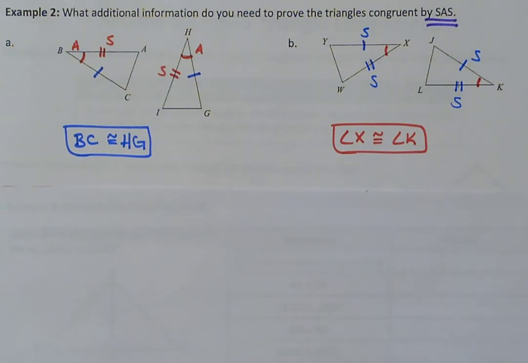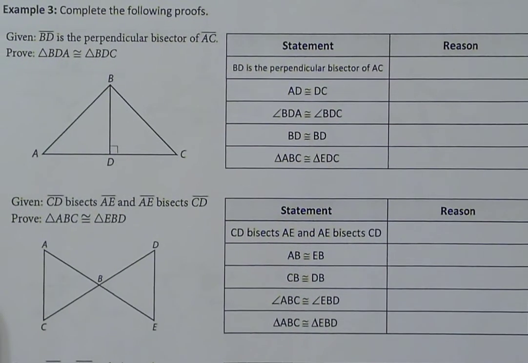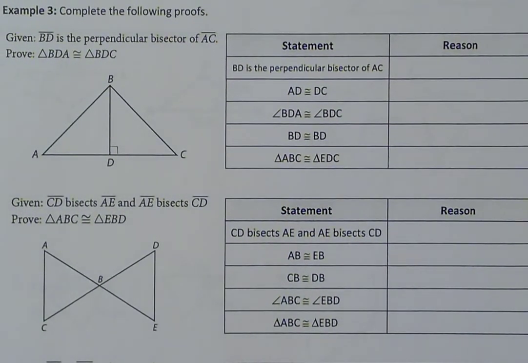Okay, with that said, that is it for example 2, going through and finding what additional information we need to know to prove triangles congruent by side angle side. So we have talked about how to prove or determine if triangles are congruent or not using side angle side. We've talked about what additional information we need to know to prove them by side angle side. Now the final example is asking us to complete the following proofs, and we're going to use side angle side for this.